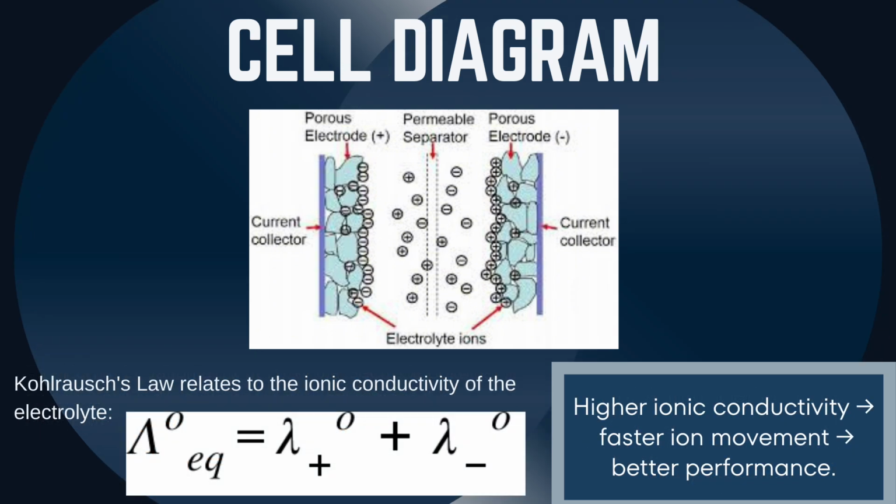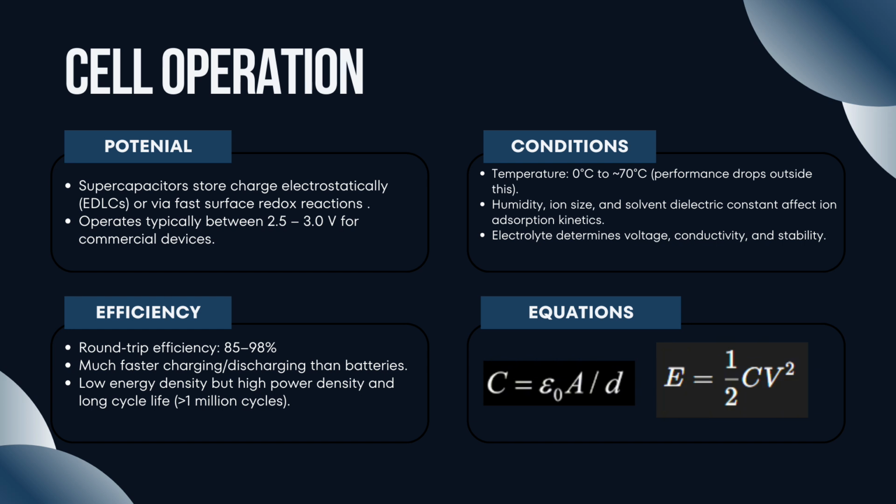Next, we apply Kohlrausch's law, which relates the molar conductivity of electrolytes to their ionic concentration and mobility. In supercapacitors, this law helps us understand and optimize ionic conductivity, which is a key factor in achieving quick charge-discharge performance. If there is high ionic conductivity, there will be faster ion movement, which results in better performance.